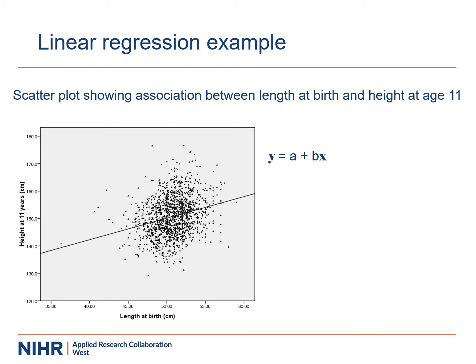Looking at this real example, which is a scatter plot showing the association between length at birth and height at age 11, both in centimeters, just looking at the scatter plot, does it look as if there's an association between the variables? Though it does look a bit like a random cloud, and it's not immediately obvious, when you fit a regression line, there does appear to be a positive association between the two. You can see the line just here.